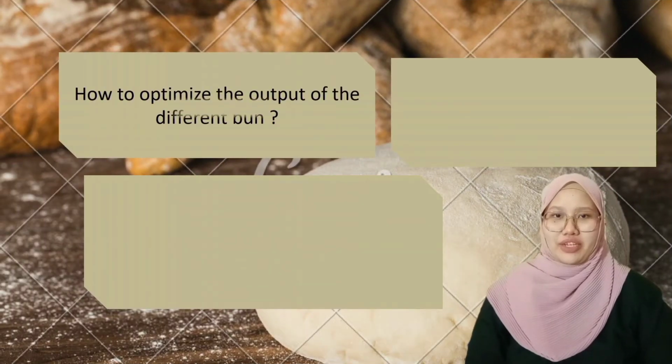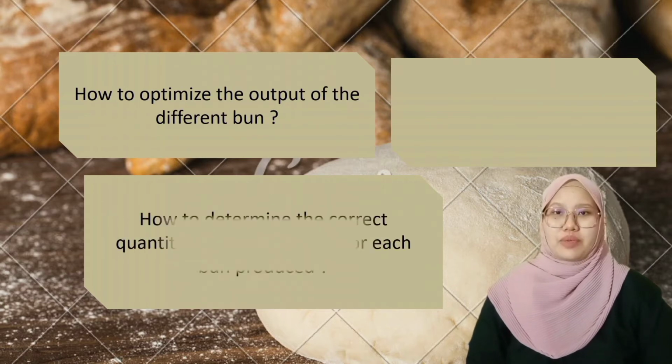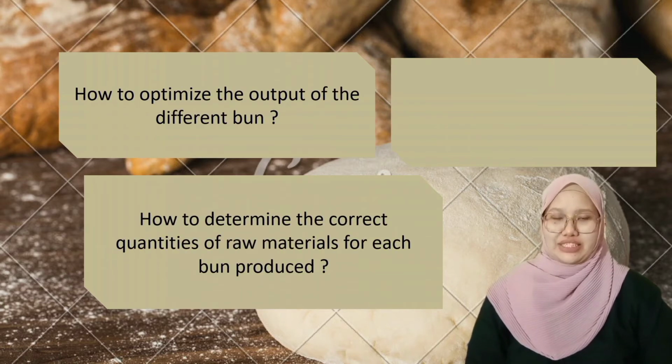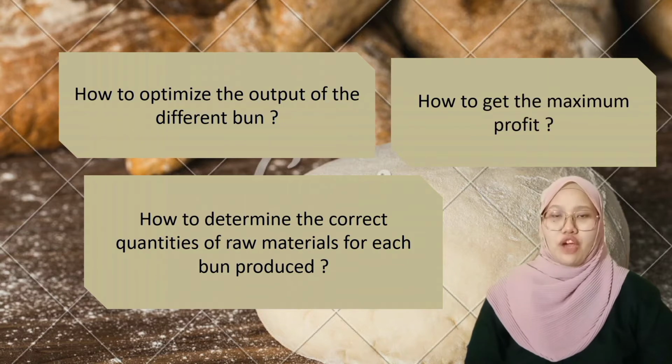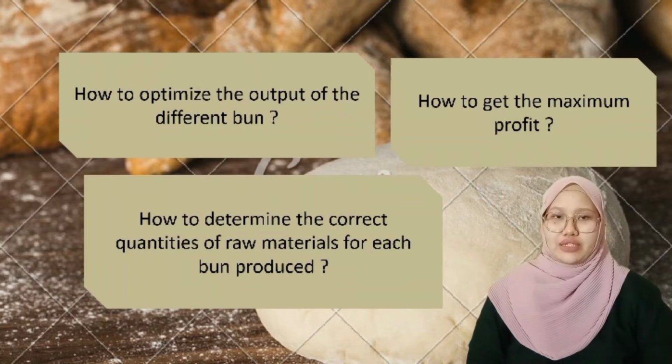In the introduction, I will present the problem statement, objective of the study, and scope of the study. This study might solve the problem faced by Adik Bakery, which is to find the possibilities for management decision to optimize the output of the different bun, to determine the correct quantities of raw materials for each bun produced, and to get the maximum profit. This analysis must be carried out for Adik's Bakery to have a solution so that its raw materials do not exceed the quantity needed.